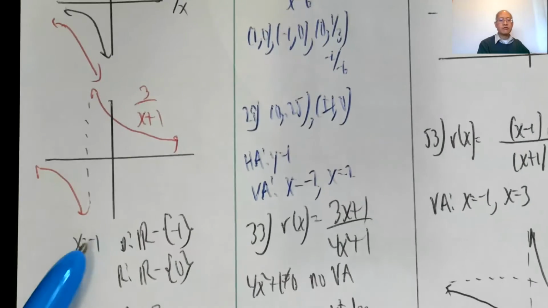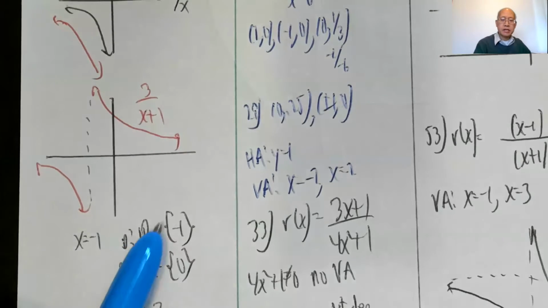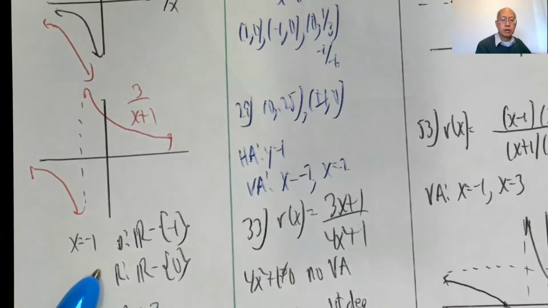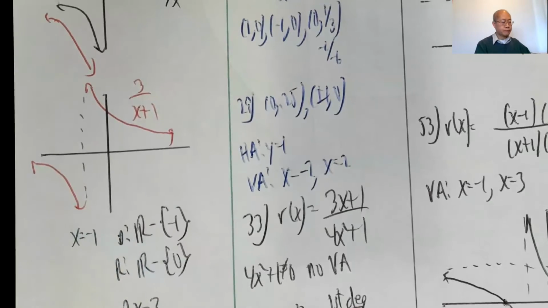Okay, so x equals -1 is a vertical asymptote. The domain is all real numbers minus a set consisting of -1. The range is all real numbers minus a set consisting of 0.